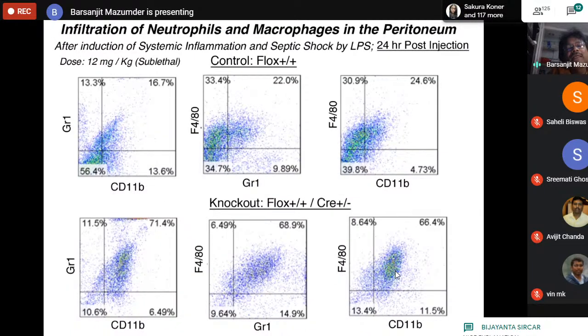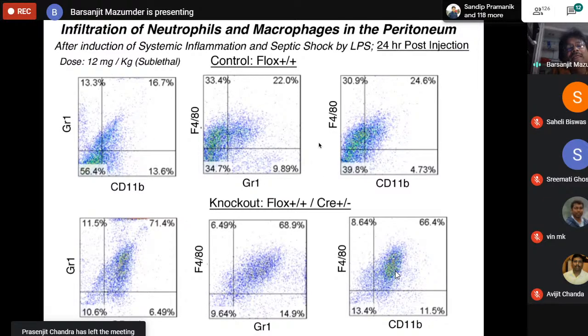We have also measured the infiltration of neutrophils and macrophages in the peritoneum by FACS, fluorescence-activated cell sorting analysis, using the markers GR1 and CD11b, and F4/80 and CD11b, to assess the relative abundance of the inflammatory cells. And we can see that in the knockout mouse, the abundance is very high in the peritoneum.